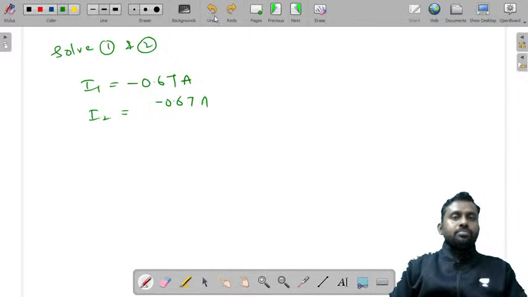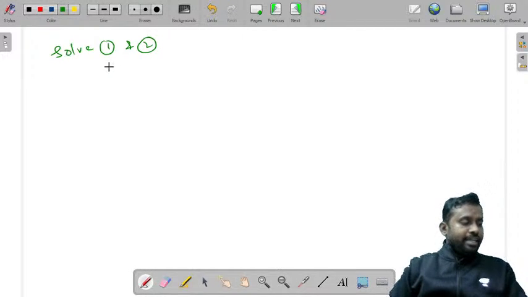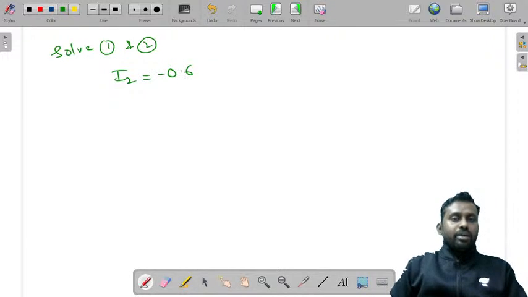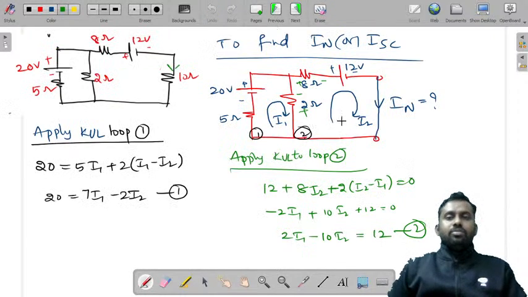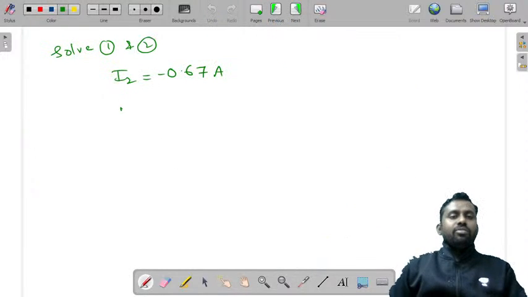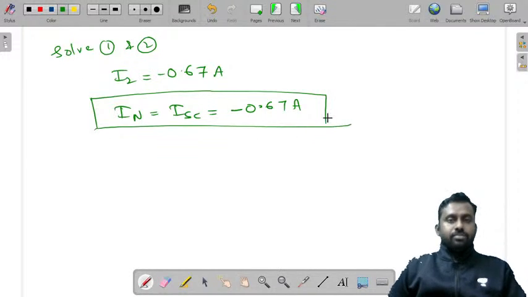Sorry. So you'll get the values of I1 and I2. You don't need I1, you just need I2. So I2 value is minus 0.67 amperes because what is I2? I2 is nothing but the Norton's current. Therefore, Norton's current is equal to short circuit current is equal to minus 0.67 amperes.